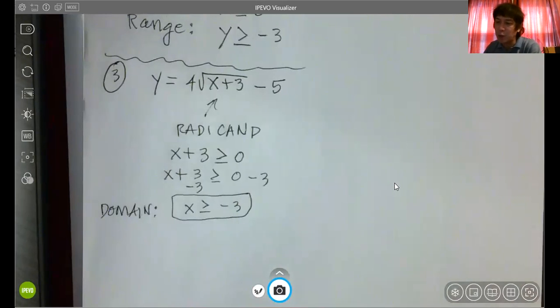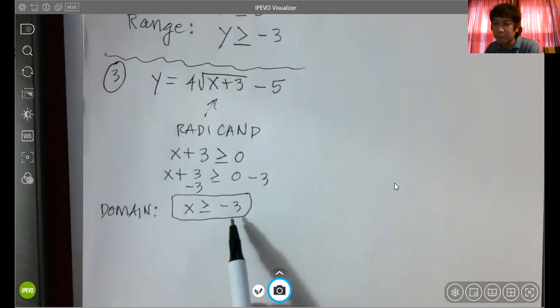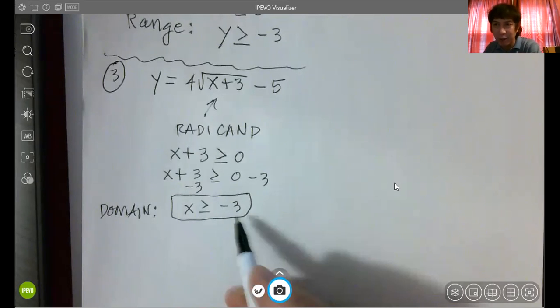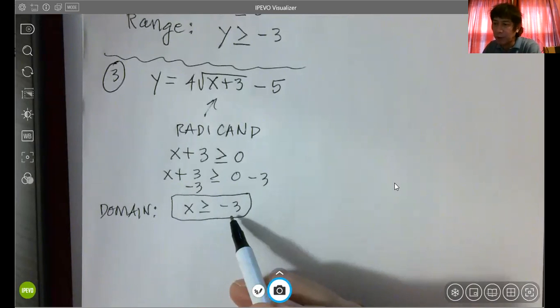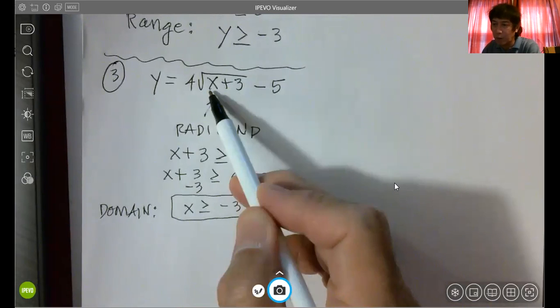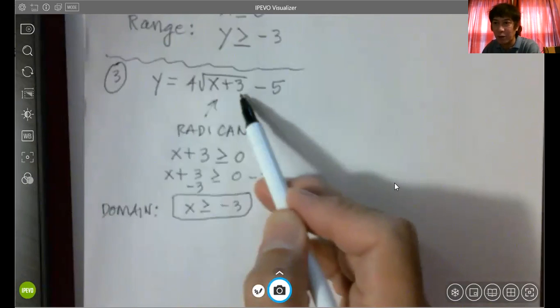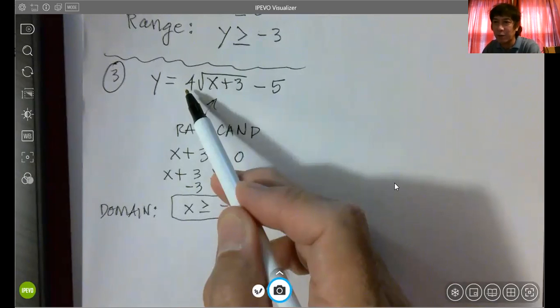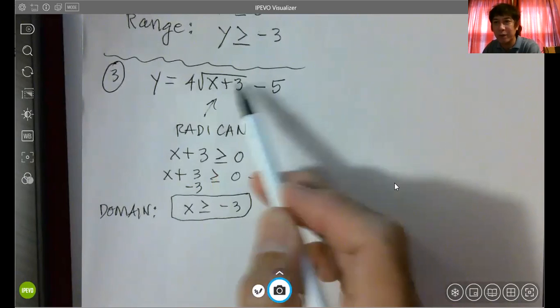How about the range? By substituting the initial value, remember, the starting value of x is -3, and it goes up to any other value higher than -3. But the limiting lowest value is -3. So if you put -3 here, then -3 plus 3 is 0. The square root of 0 is also 0. 0 times 4 is another 0, so we have 0 minus 5.